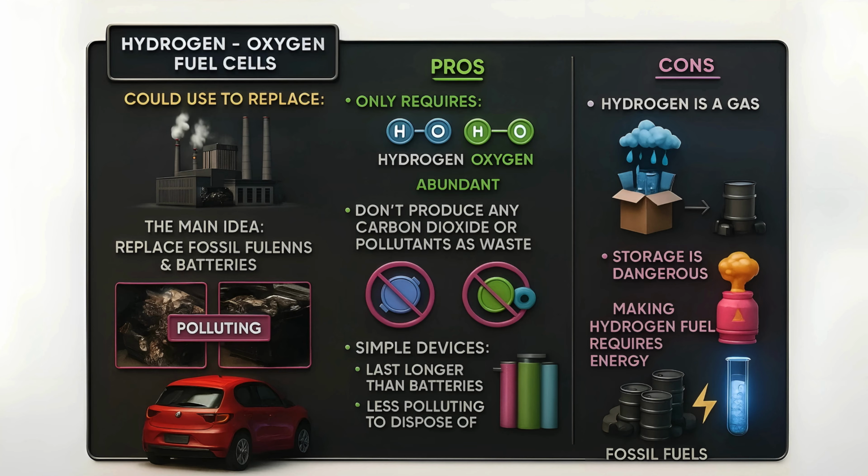In summary, hydrogen-oxygen fuel cells are a remarkable technology that can produce electricity cleanly and efficiently. They show us how chemical energy can be turned directly into electrical power without harmful emissions, but challenges in hydrogen production and storage still need to be overcome before they can replace fossil fuels on a large scale.